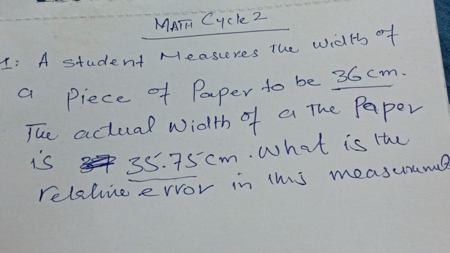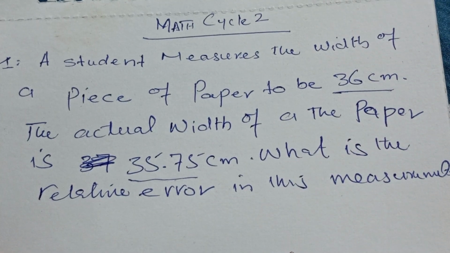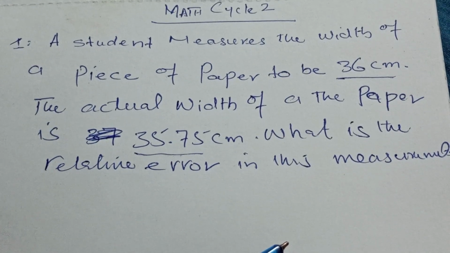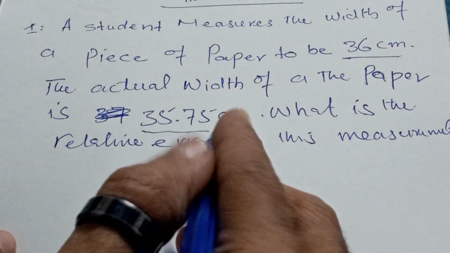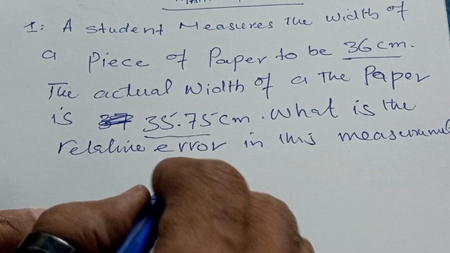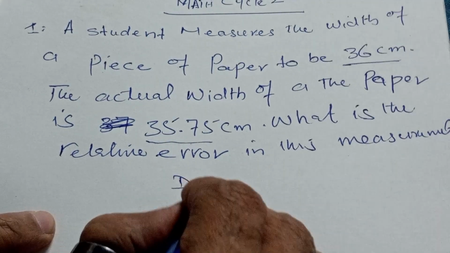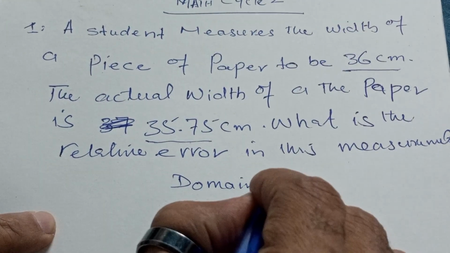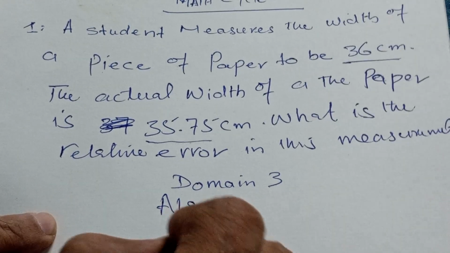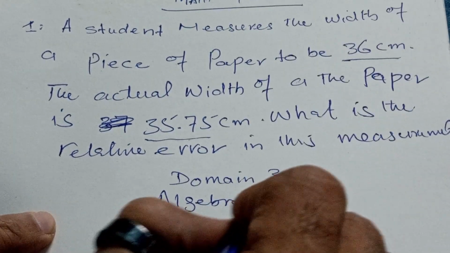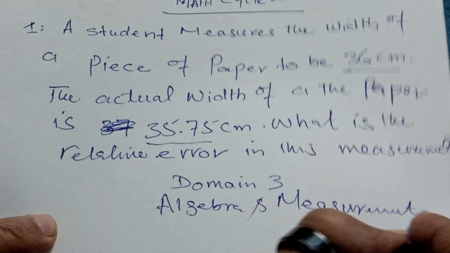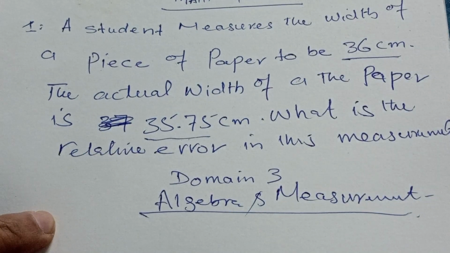So this question you can see in the study guide. This is the first question. You can check the answer as well, and I'm sure the question is readable. So first I want to highlight from which domain this question has been taken. This is the domain 3, algebra and measurement. So this is the question taken from there.